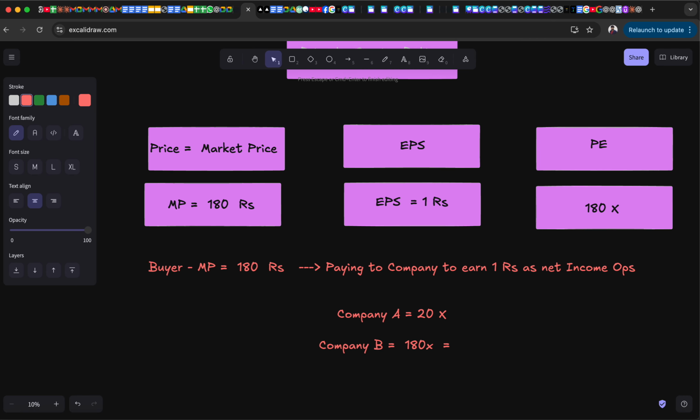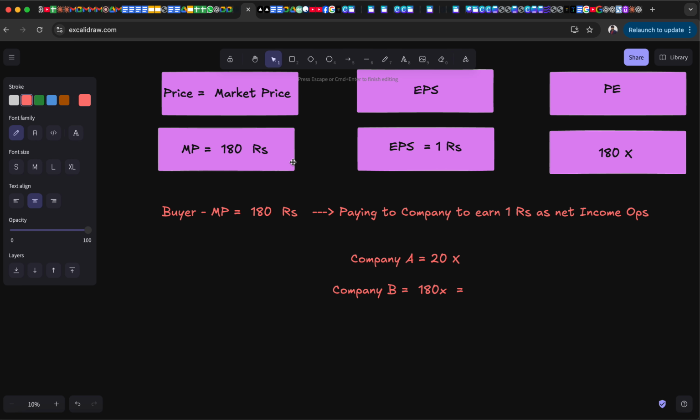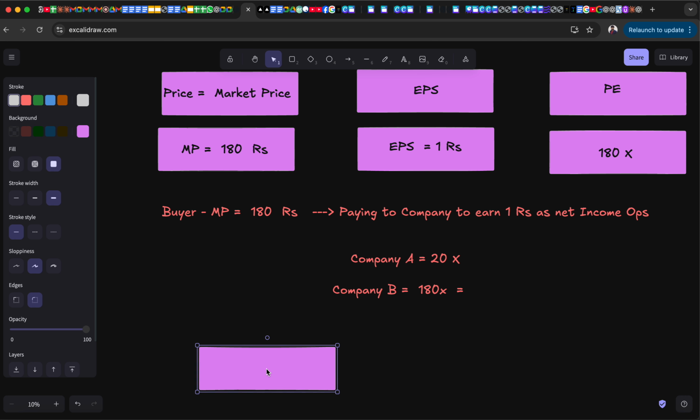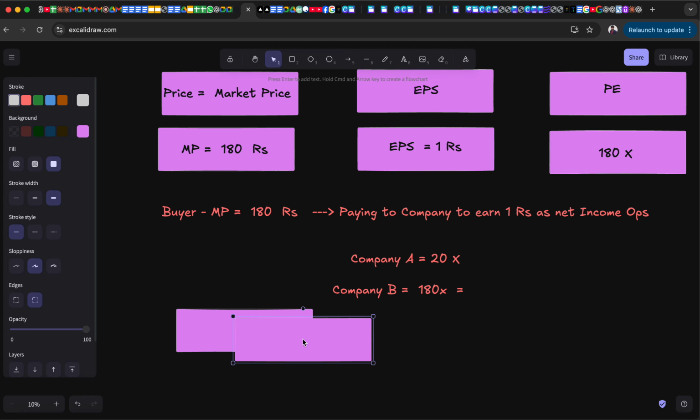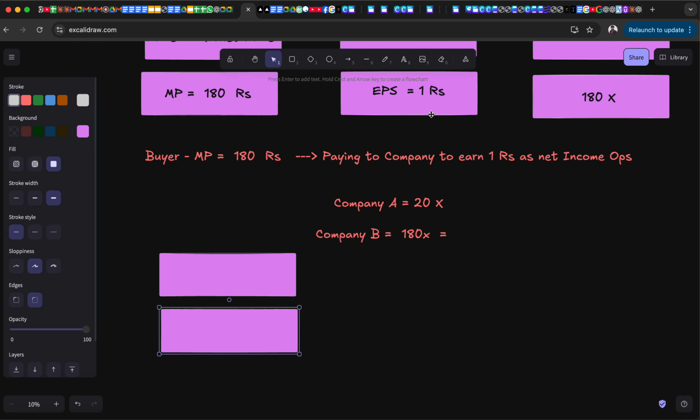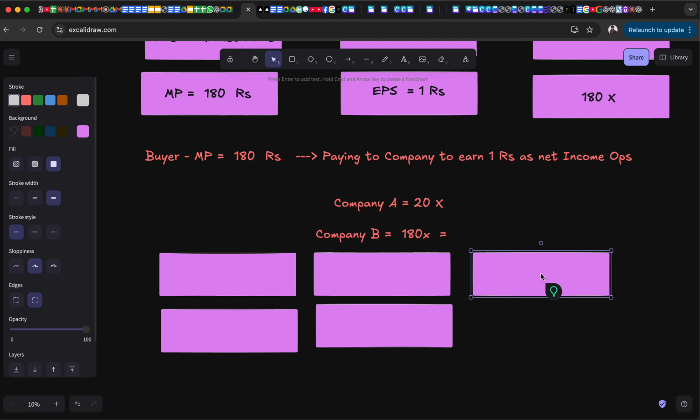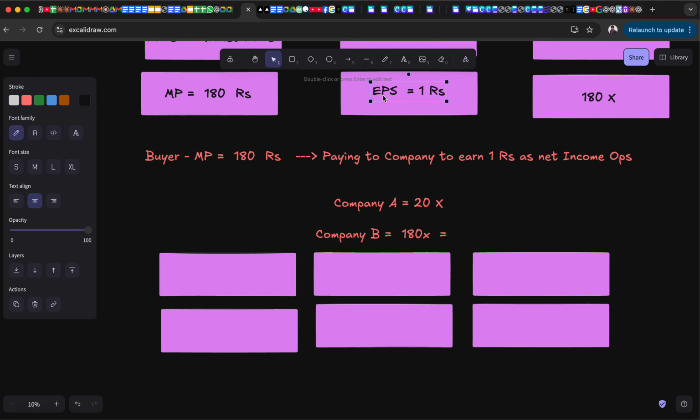Agreed, company B has a higher PE, but let's take some numbers to discuss this. We'll do a comparative analysis of two companies together, and then you can decide how the calculations derive. Company B's market price is 180, and earning per share, EPS, is 1.